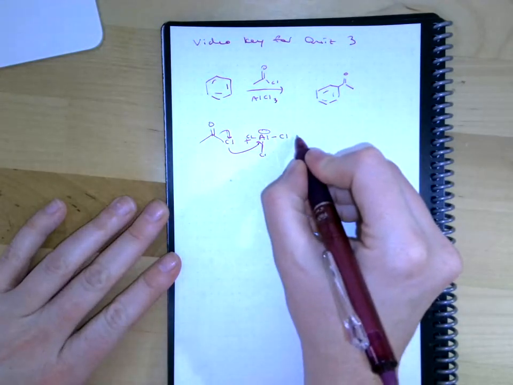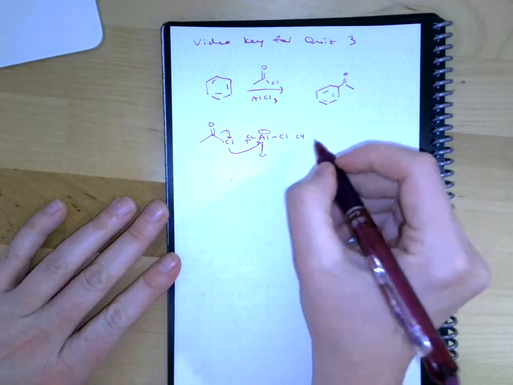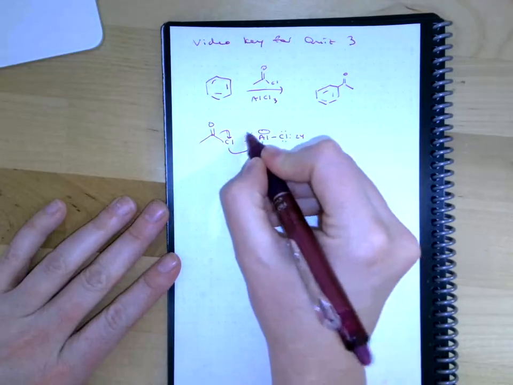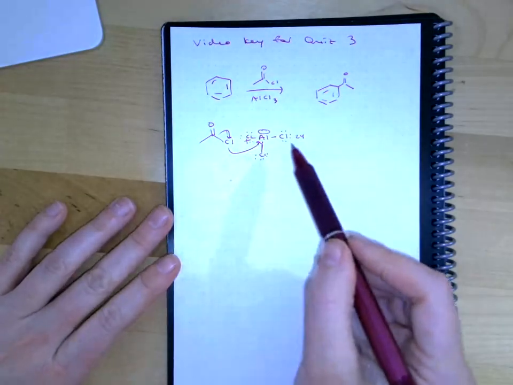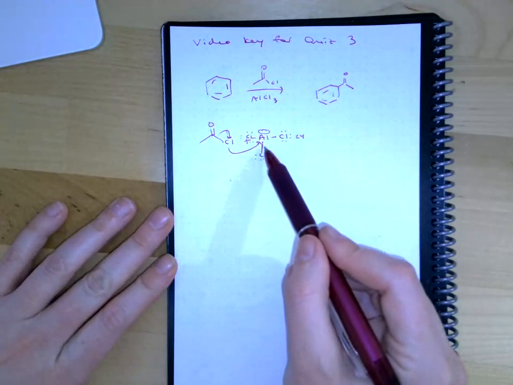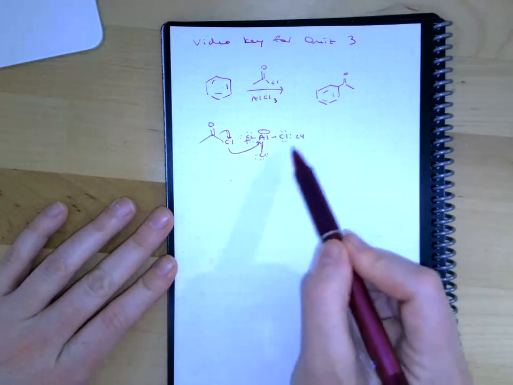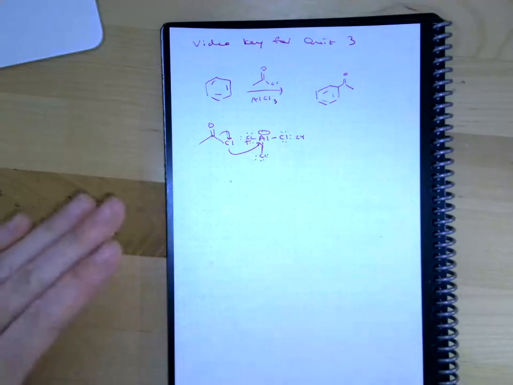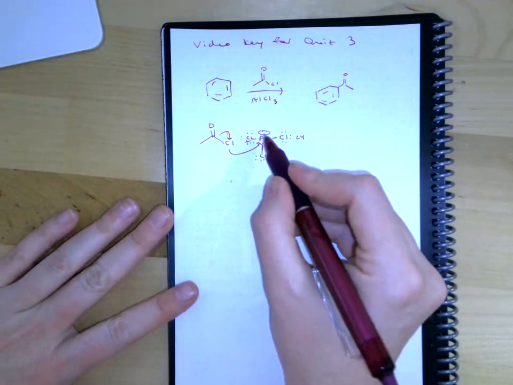So the total number of electrons for this Lewis structure is 24. 2, 4, 6, 8, 10, 12, 14, 16, 18, 20, 22, 24. So you have 24 electrons spread around here. So your aluminum, even though it's not positively charged, is missing electrons.